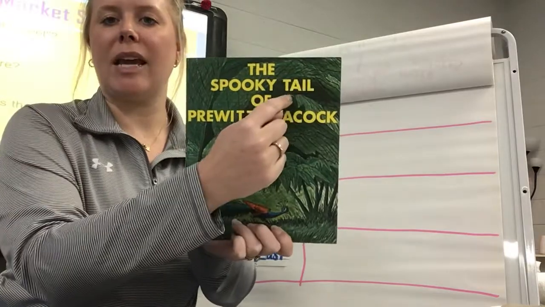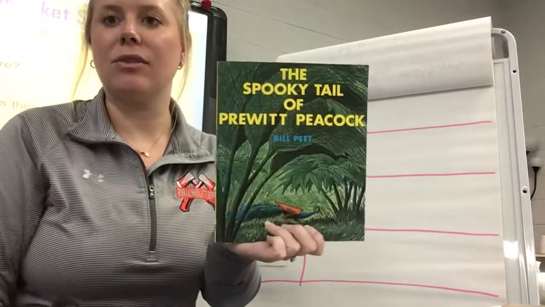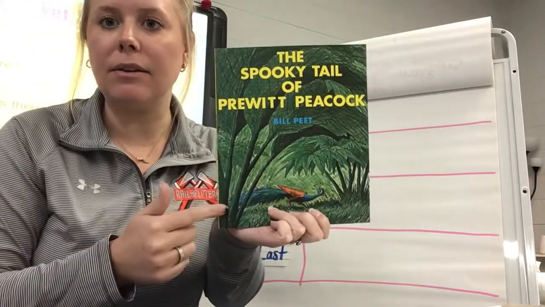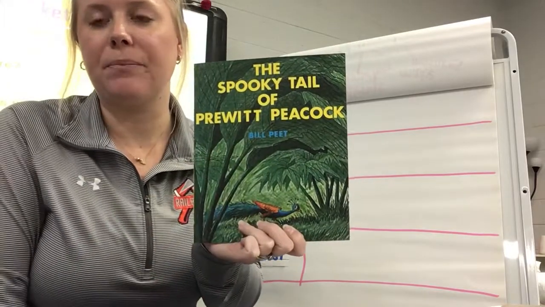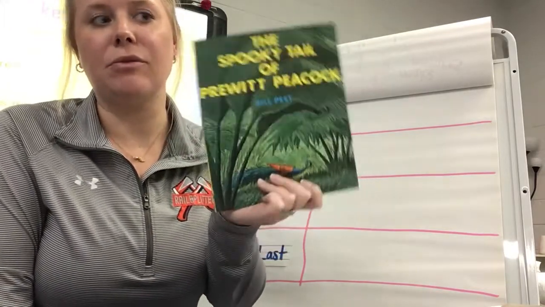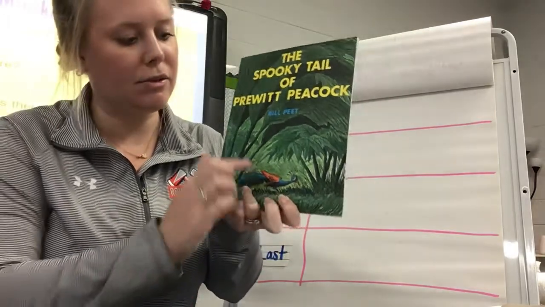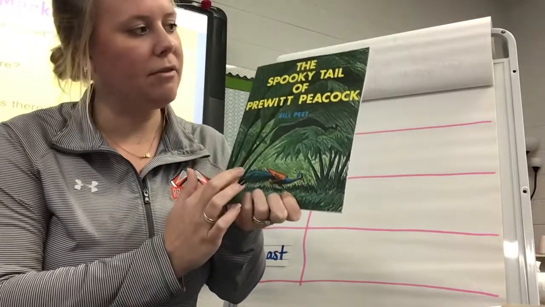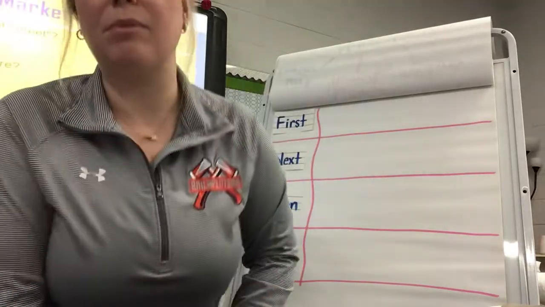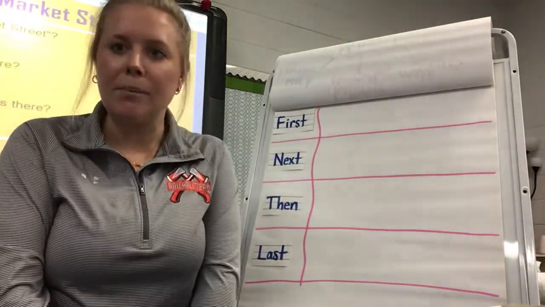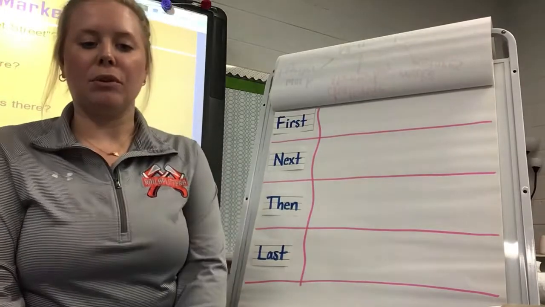And notice the word tail is T-A-I-L, so that's talking about his tail, not tale as in a story. Okay, that's a homophone. So T-A-I-L is the tail that animals have. T-A-L-E, if it was spelled that way, would be tale as in a story. So the Spooky Tale of Prewitt Peacock.